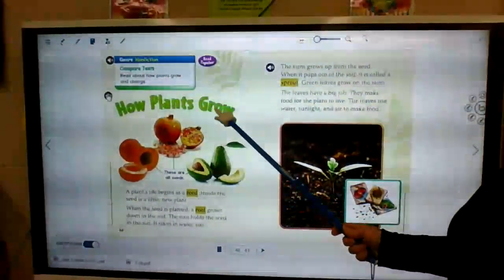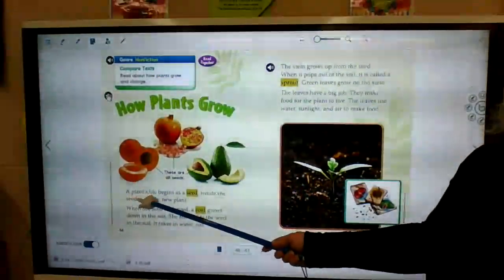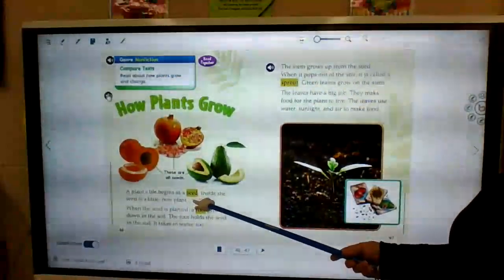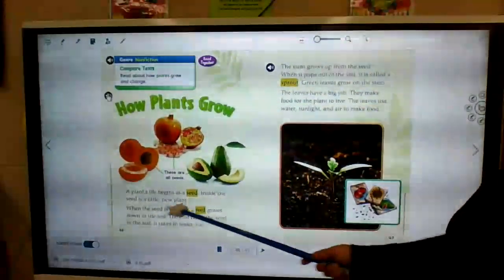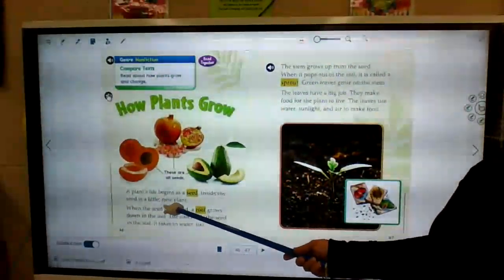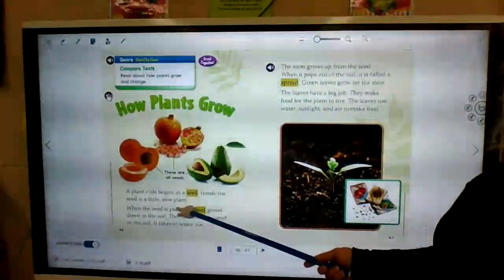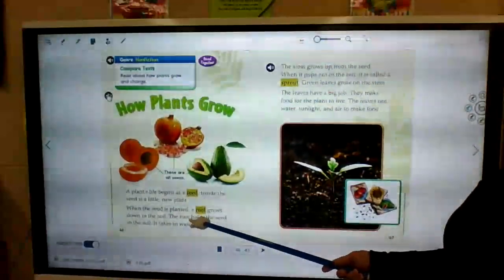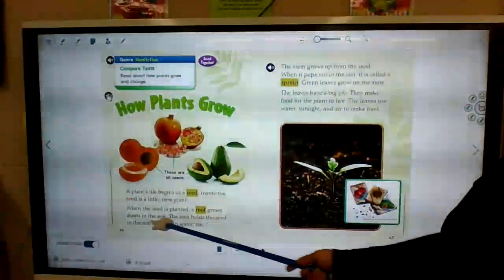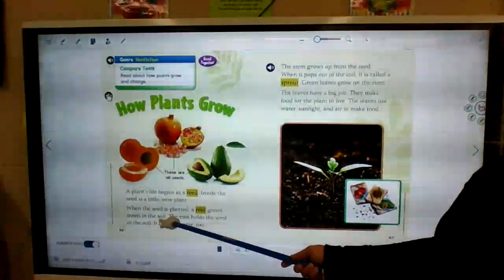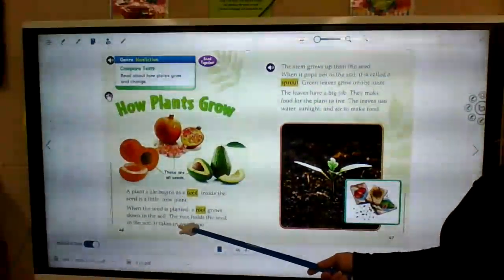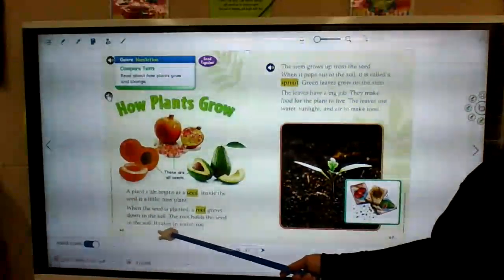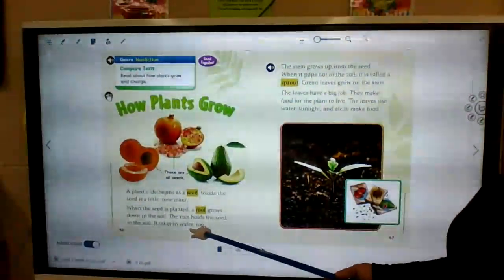How plants grow. A plant's life begins as a seed. Inside the seed is a little new plant. When the seed is planted, a root grows down in the soil. The root holds the seed in the soil. It takes in water too.